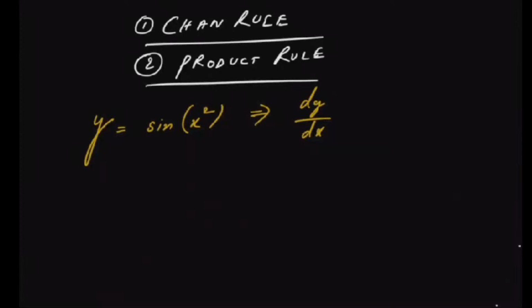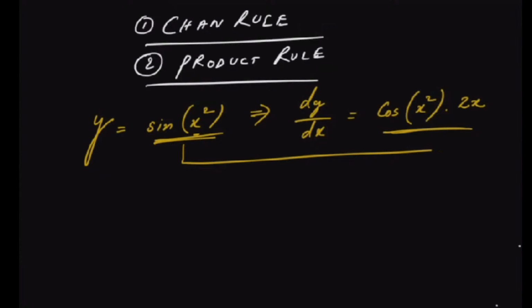What was the derivative of sine x? It was cos x, but here we have sine x squared, so we write cos x squared. But in place of x, we don't have x here, we have x squared, right? So I have to take the derivative of that again and multiply. That was chain rule, into 2x. So the derivative of sine of x squared was cos of x squared times 2x, correct?